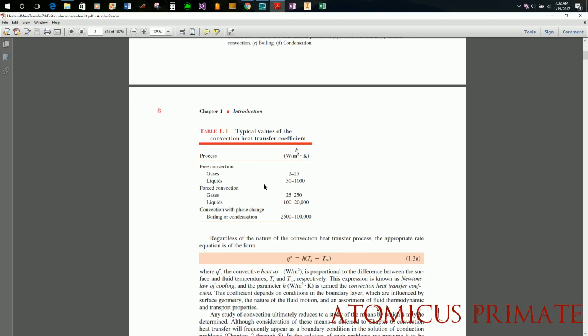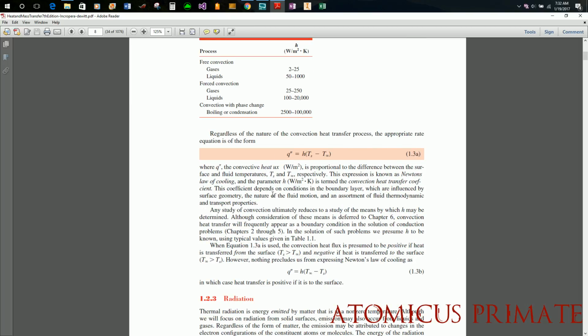So, regardless of the nature of the convection heat transfer process, the appropriate rate equation is of the form q double prime equals h times (T sub s minus T infinity), where q double prime is the convective heat flux in watts per meter squared, and is proportional to the difference between the surface and fluid temperatures, T sub s and T sub infinity. Respectively, this expression is known as Newton's law of cooling, and the parameter h in watts per meter squared Kelvin is termed the convection heat transfer coefficient.